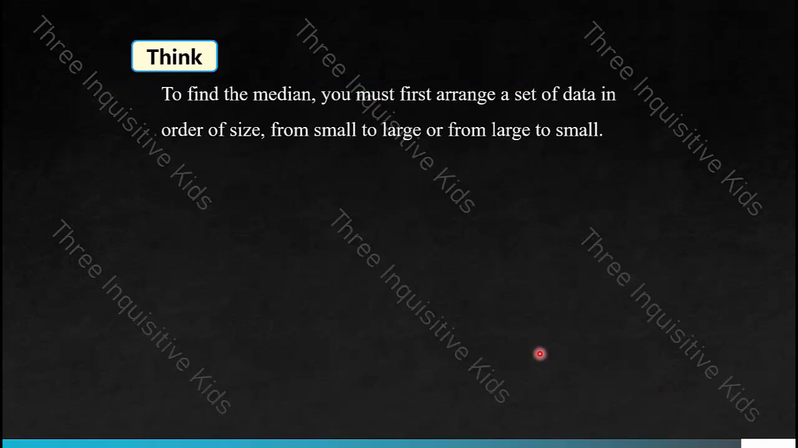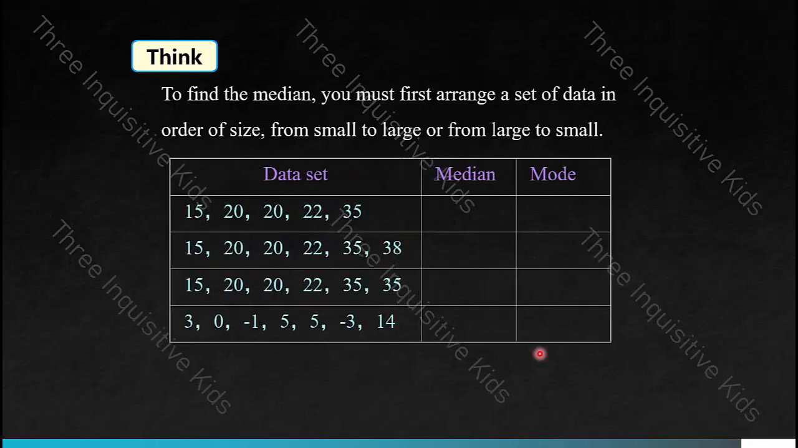To find the median, you must first arrange a set of data in the order of size, from small to large or from large to small. So here, fill in the blanks and use the definitions that we just learned about the median and the mode to find the median and the mode of these 4 data sets. The answers for the medians would be 20, 21, 21, and 3, 20, 20, 20, and 35, and 5.